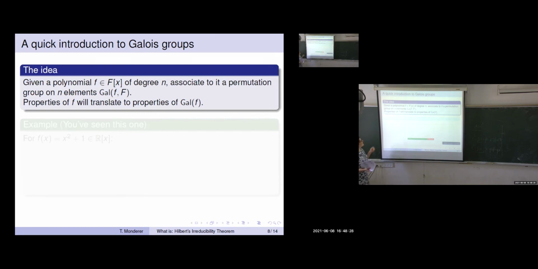So the idea behind Galois theory is as follows. By the way, does anybody have any questions? Since you're bracing yourselves for Galois theory, right?